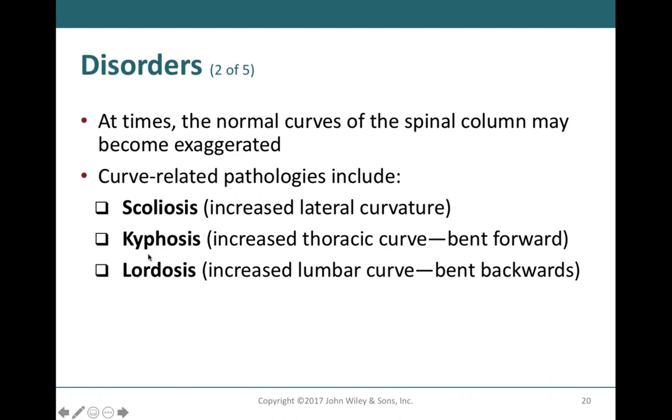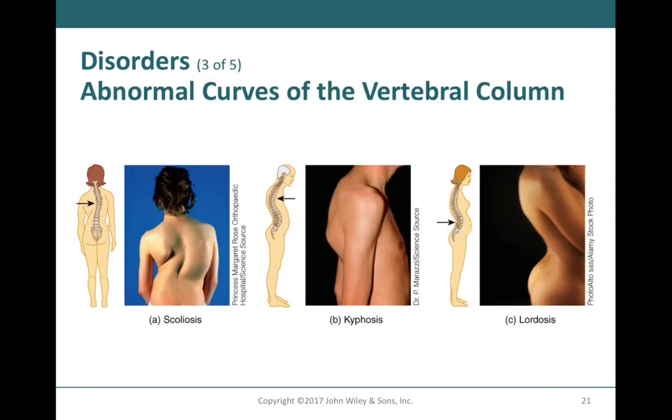Kyphosis, on the other hand, is an exaggerated thoracic curve. And this causes the characteristic hunchback appearance. So kyphosis is when our thoracic curve is bent too much, and that pushes our upper portion of our body forward. Lordosis is our last irregular curvature, and this refers to an irregular lumbar curvature. So this causes the spinal column to bend backwards. Again, if this is accentuated enough, this can cause a lot of pain.